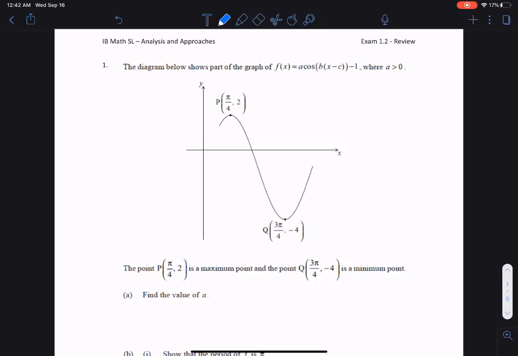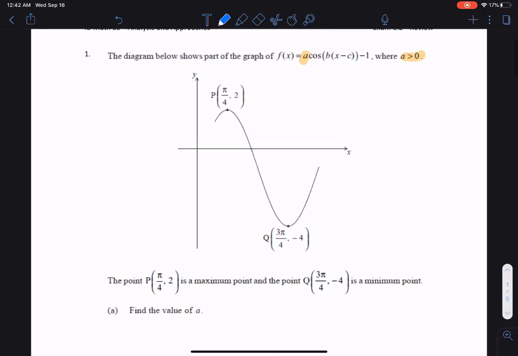Okay, so this is question 1. The diagram below shows part of the graph f of x equals a cosine of b times x minus c, and then minus 1, where the lead coefficient a is greater than 0. That's actually something noteworthy here. This value a is positive. It says so in the question. Just keep that in mind.